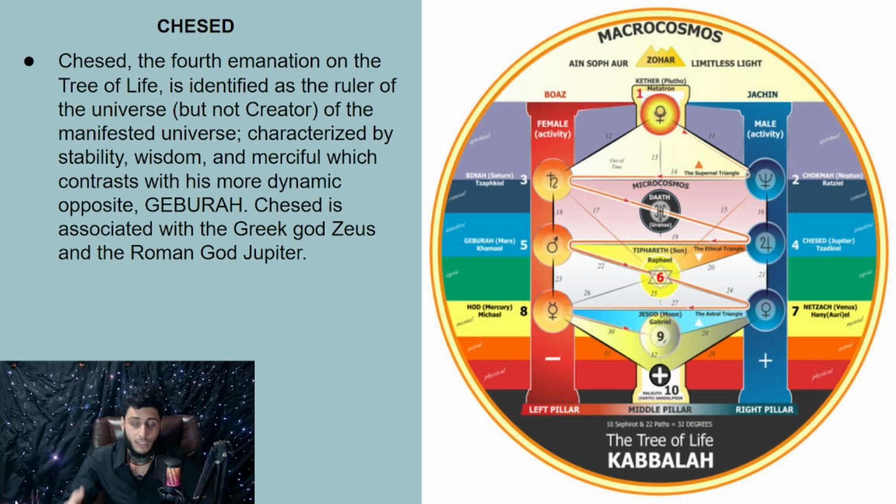So guys, we see here that even on the tree of life, there is duality going on. From the left and right pillar of positivity and negativity, we see that there is duality and that there is a feminine and a masculine pole on both sides.